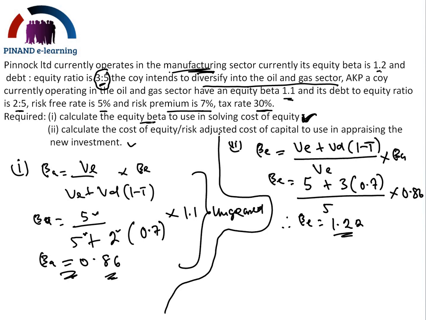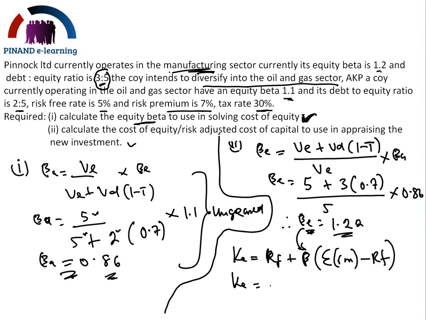Now this answers the first requirement. What is the equity beta? Now this becomes the equity beta we use in solving our CAPM. Remember, our CAPM formula is KE equals RF plus the beta, which is the equity beta, times return from the market minus the risk-free rate. This is also the premium. Now the examiner has given us a premium of 7%.